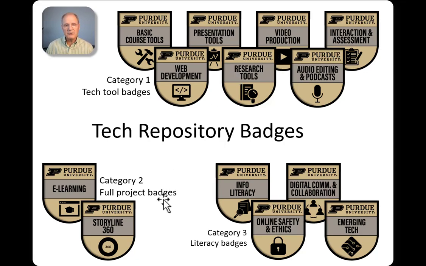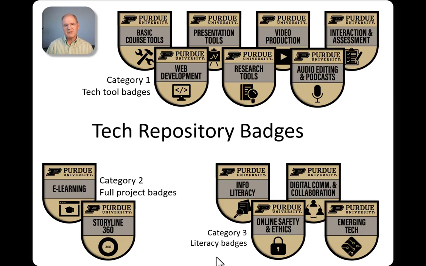Now category 2 is a little bit different in that it's a little broader. We want you to be able to demonstrate that you have the capability of building an online module, or at least some type of a module that can be used in some way. Specifically, that might use a number of these different technologies to complete the e-learning technology badge. And then likewise, we have the storyline badge, which allows you to do that same type of work. So these are category 2.